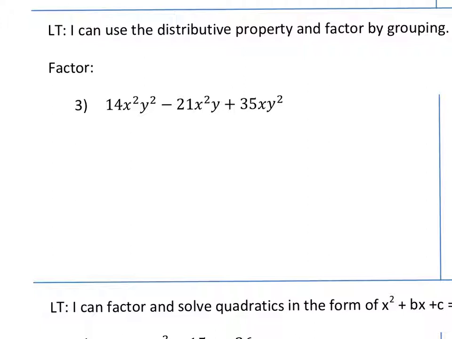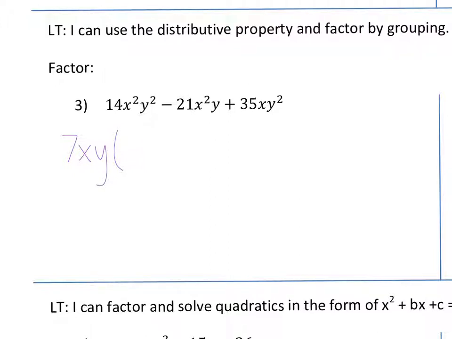Alright, the next learning target is I can use the distributive property and factor by grouping. So number 3 has 3 terms, so that should tell us we are going to use the distributive property here to factor. And I'm going to look at those 3 terms and take out the GCF. The GCF of those 3 is 7xy. And now I draw in my parentheses and I'll undistribute.